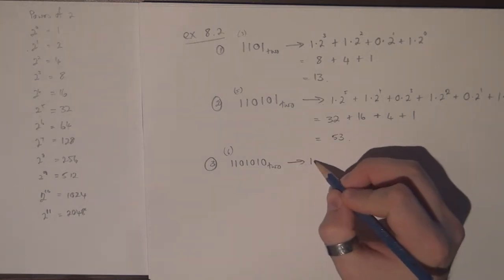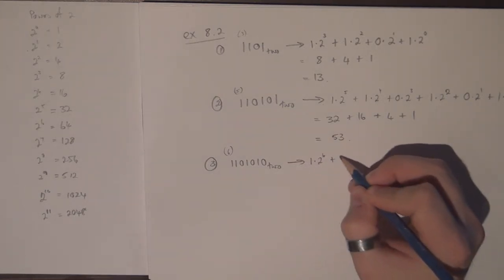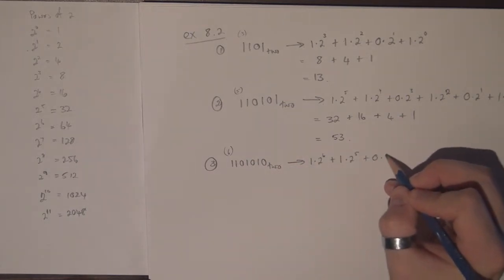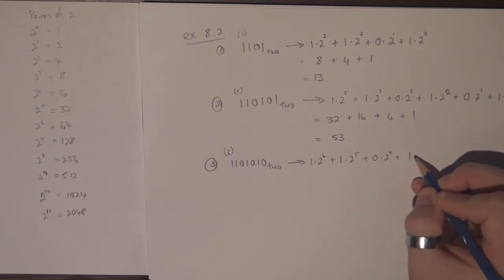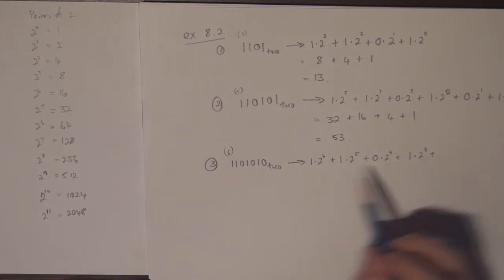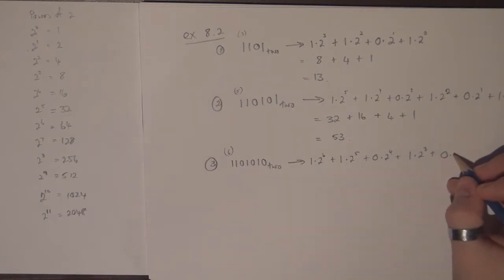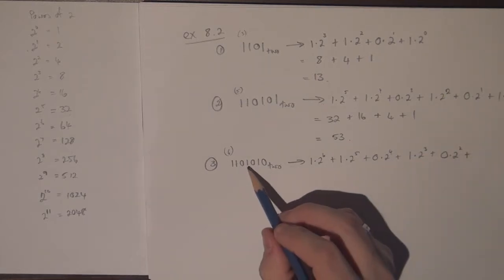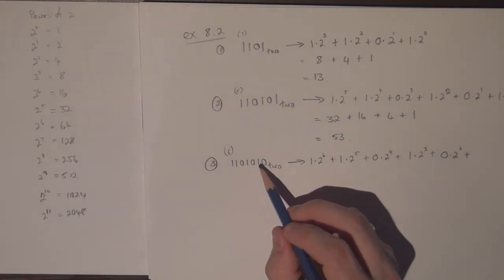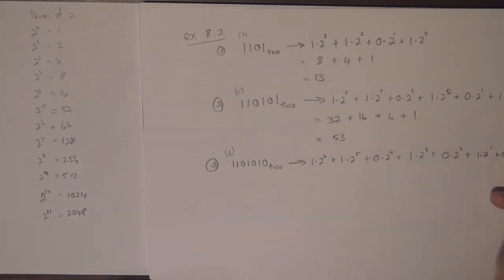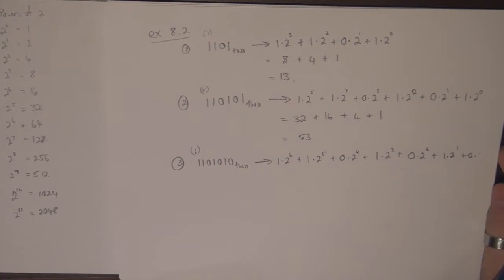So I have 1 group of 2 to the 6 plus 1 group of 2 to the 5, then 0 2 to the 4s, 1 2 cubed. Now where are we now? 6, 5, 4, 3, 2. 0 2 squared. 6, 5, 4, 3, 2, 1, 0. And 1 2 to the 1, 0 2 to the 0. No, you can't see this, I'm sorry.